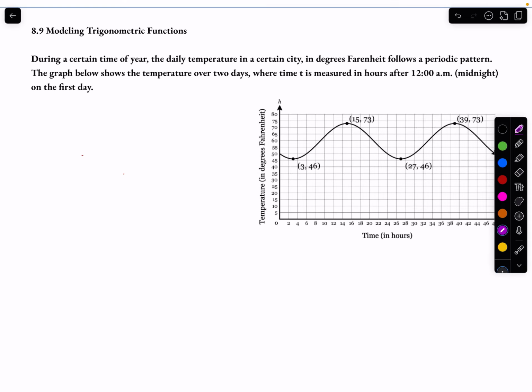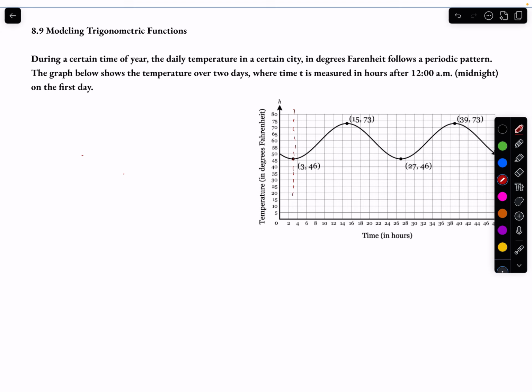Okay, so what we're going to take a look at is this sinusoidal function and how it's used as a model for daily temperature. So what we are looking at here is either a sine or cosine curve, and what we need to identify is, let's start and figure out, okay, what model are we going to use here?